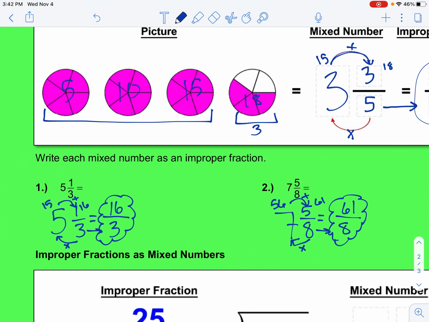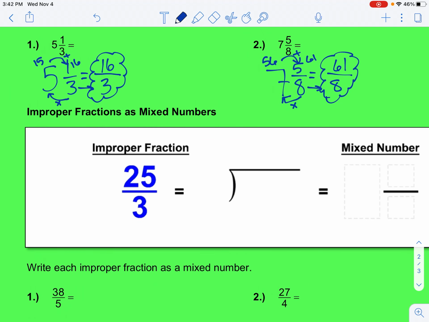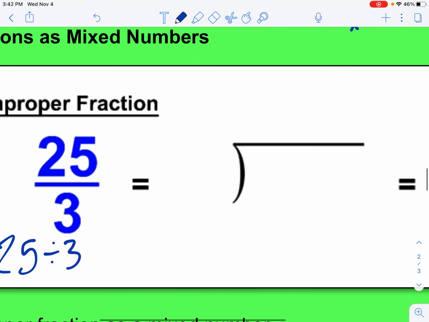Now, not only do we need to know how to change mixed numbers into improper fractions, but we need to know how to change improper fractions into mixed numbers. So to do this, I'm going to use division. If you remember when we talked about what fractions first were, parts over whole, we talked that a fraction bar is the same as division. So in this problem right here, I've got 25/3, but I could also read that as 25 divided by 3. If I read that as a division problem, it's going to help me change it into a mixed number. So I'm going to rewrite this so I can do some long division.